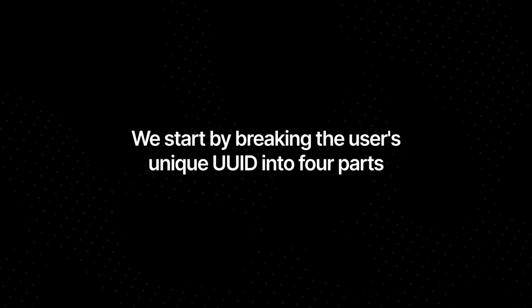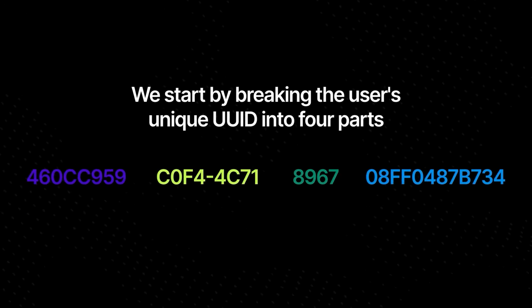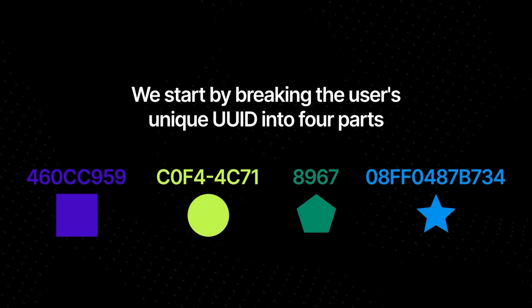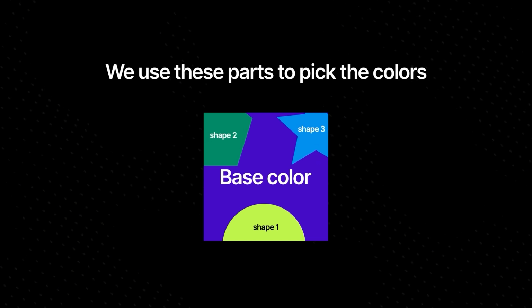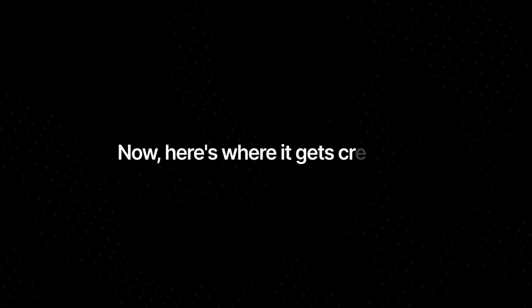We start by breaking the user's unique UUID into 4 parts. These numbers are the secret sauce that determines everything from the colors to the shapes. We use these parts to pick the colors. One part sets the base color for the background, and then we tweak the shades to make the shape stand out. Now, here's where it gets creative.